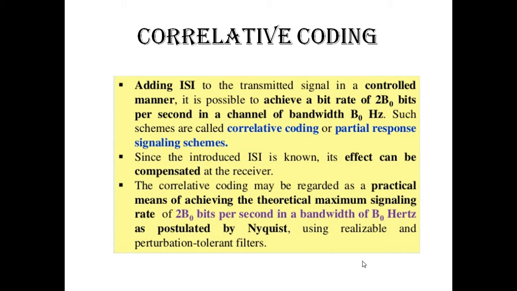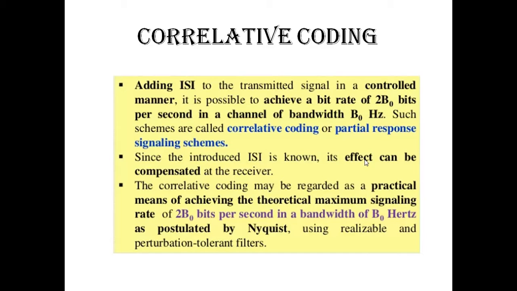In order to get distortionless transmission, and to go for a better technique, we are going for correlative coding, where we add some ISI to the original signal, and at the receiver we remove that ISI. If we implement this technique, called correlative coding, we can achieve a bit rate of 2b0 bits per second in a channel of bandwidth b0. So in a b0 bandwidth channel, we can achieve a bit rate of 2b0 bits per second. This technique is also called the partial response signaling scheme.